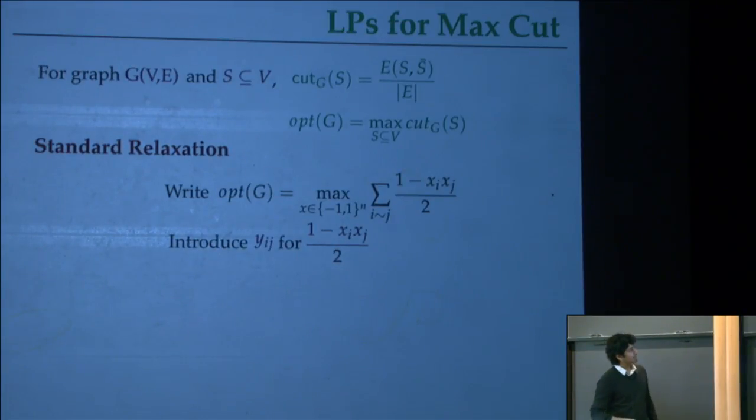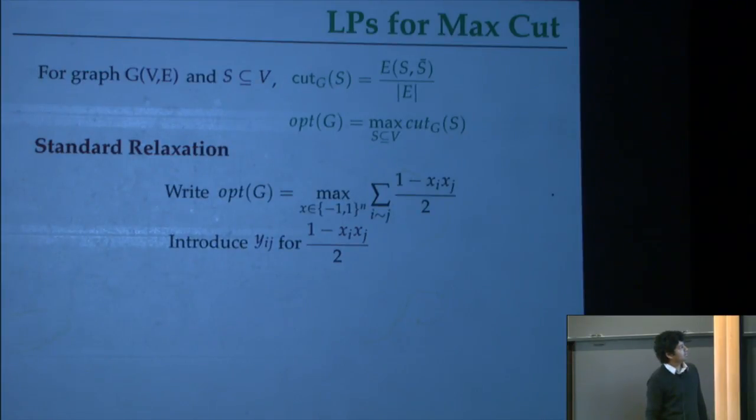Okay, so we all know the Max Cut problem. We want to find something that maximizes this normalized cut, and we're going to write opt of G for the size of the maximum cut in graph G. By thinking of x as the indicator vector of a set, this is the same as maximizing a sum over the edges of (1 minus x_i x_j) over 2, which is just the indicator of whether edge ij is included in the cut defined by x or not.